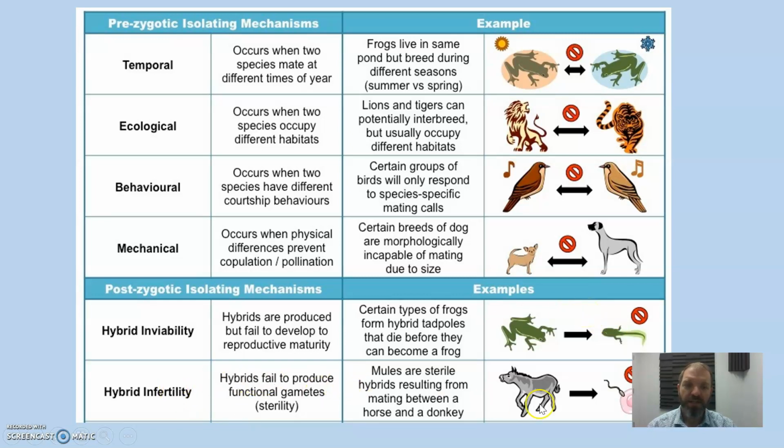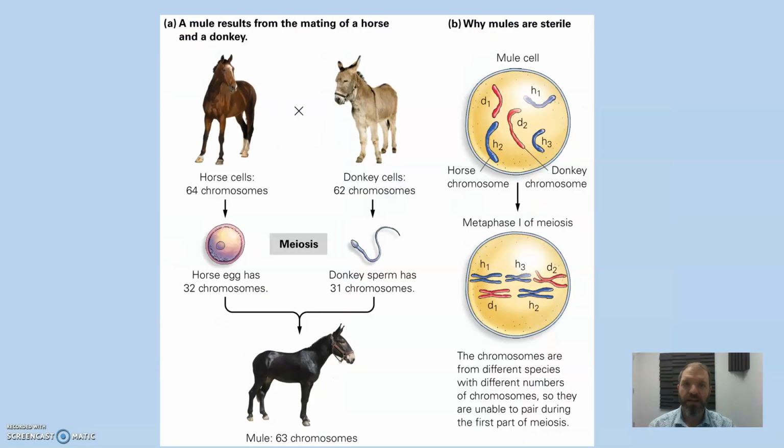Hybrid infertility, the classic case of that is the mule. Even though a horse and a donkey can breed to produce a healthy animal, a mule, it is sterile and cannot further breed. So that's why the definition of species is that interbreeding is successful and produces fertile offspring. Here's the example of why that happens.